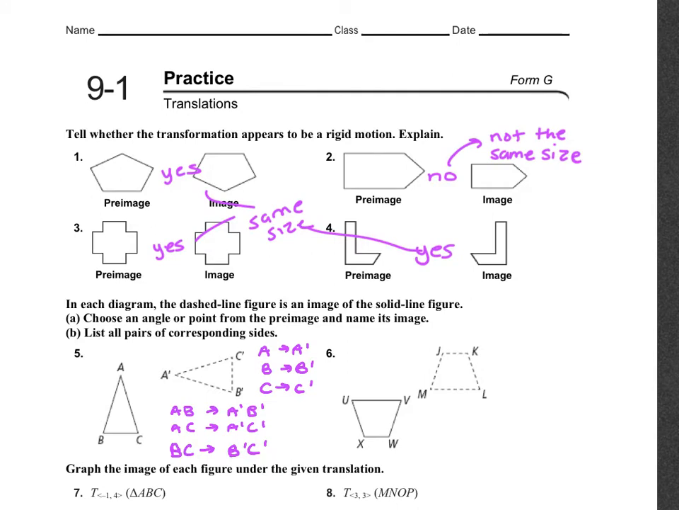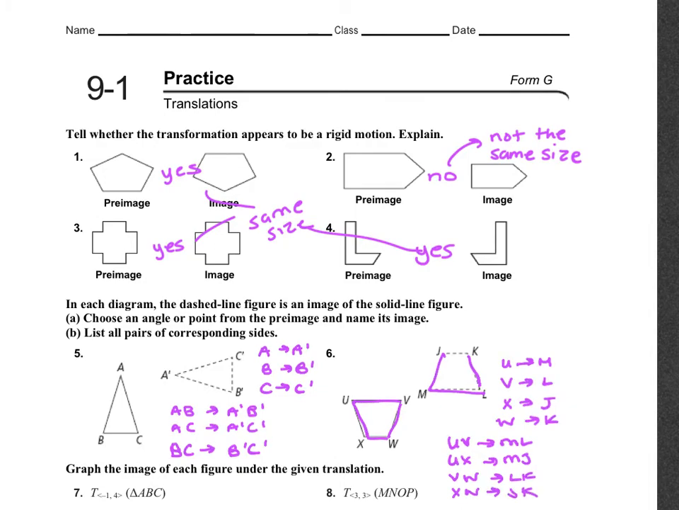And then same thing here. Actually, sorry, this got flipped upside down. So U matches M, V matches L, X matches J, and W matches K. So UV corresponds to ML, UX corresponds to MJ, VW to LK, and XW to JK.